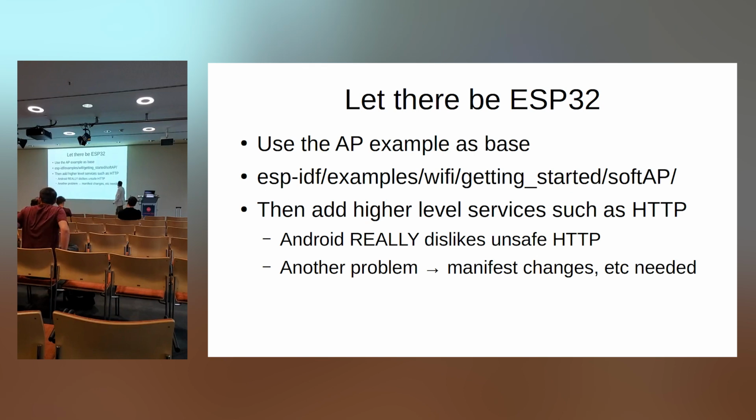And then, basically you take this example, then you add the higher level services such as HTTP for REST communication. And this is where Google causes another problem, because Google has decided that connecting to unsafe, non-encrypted HTTP transactions is bad for you. And you need to do significant changes in the application manifest before you're even allowed to connect.